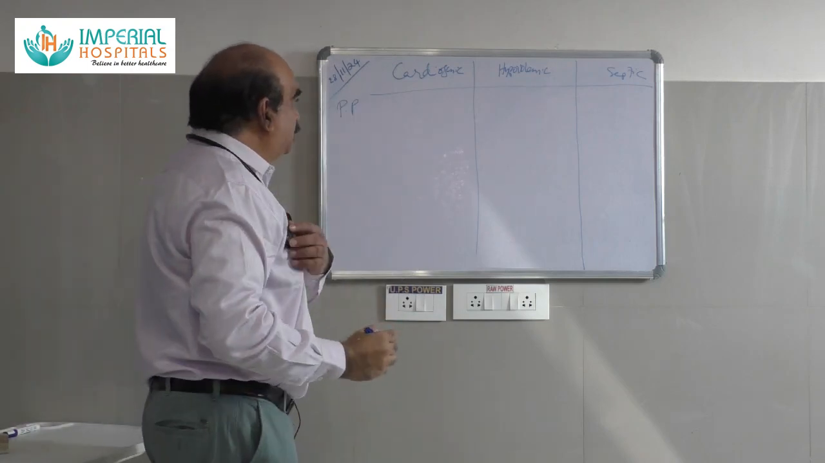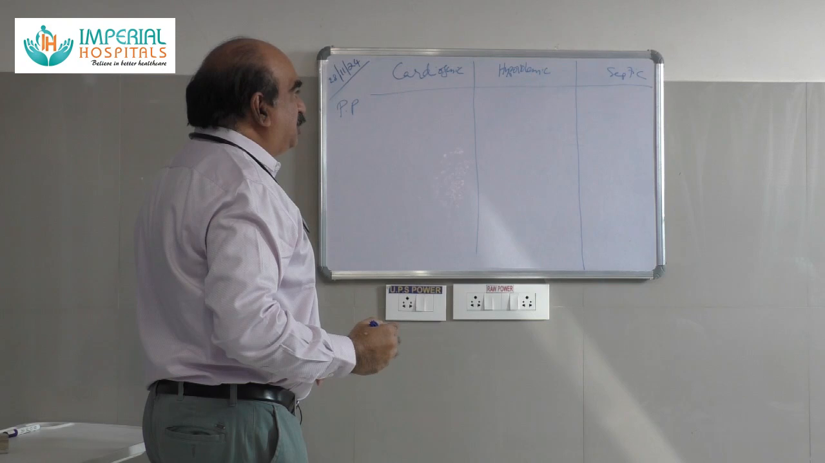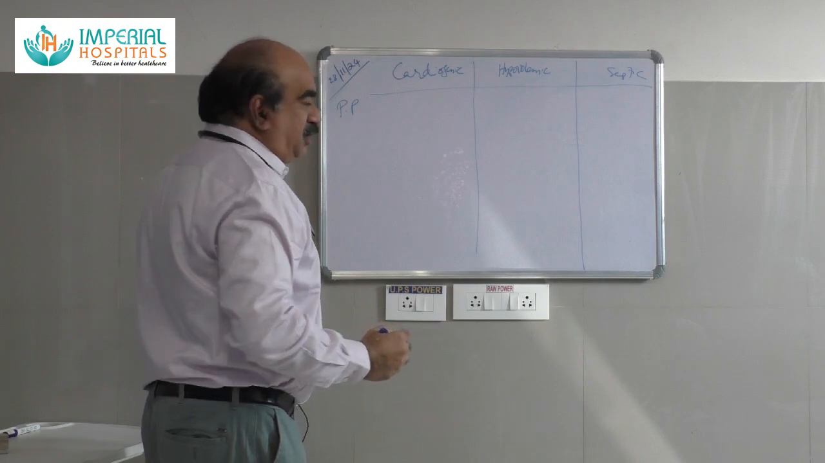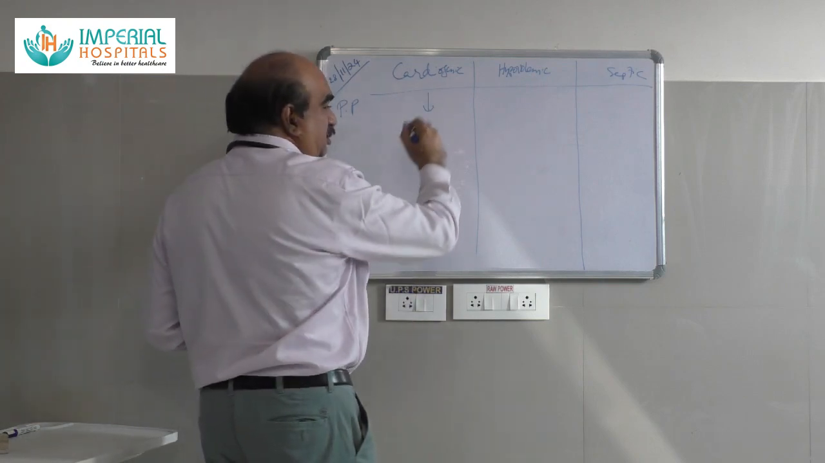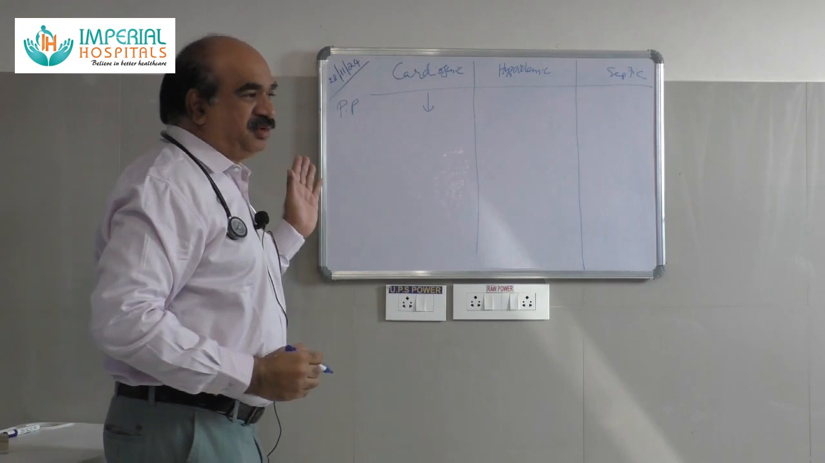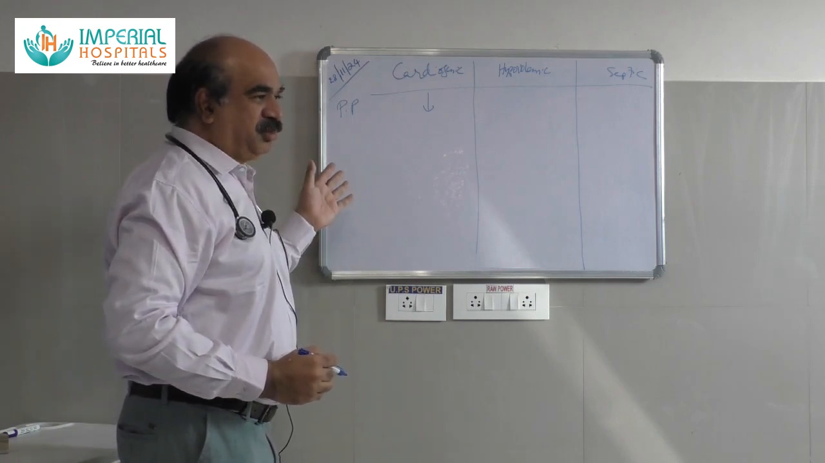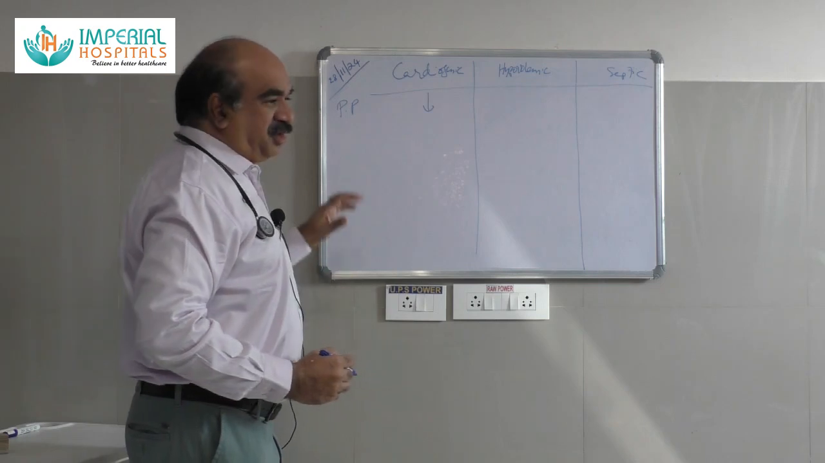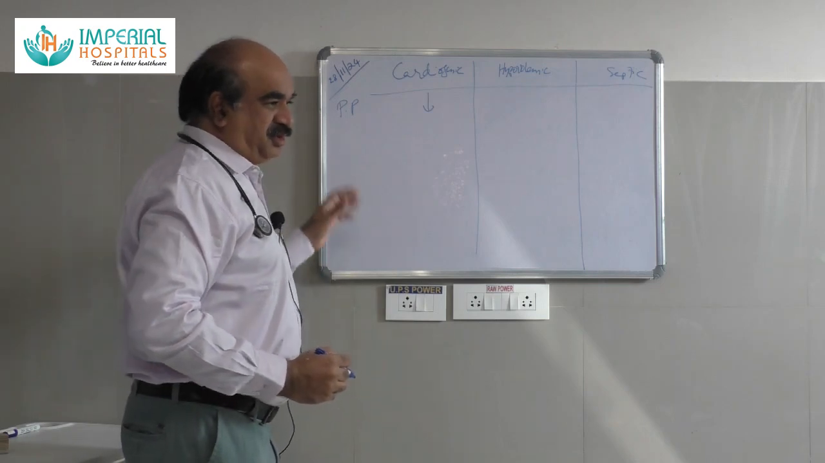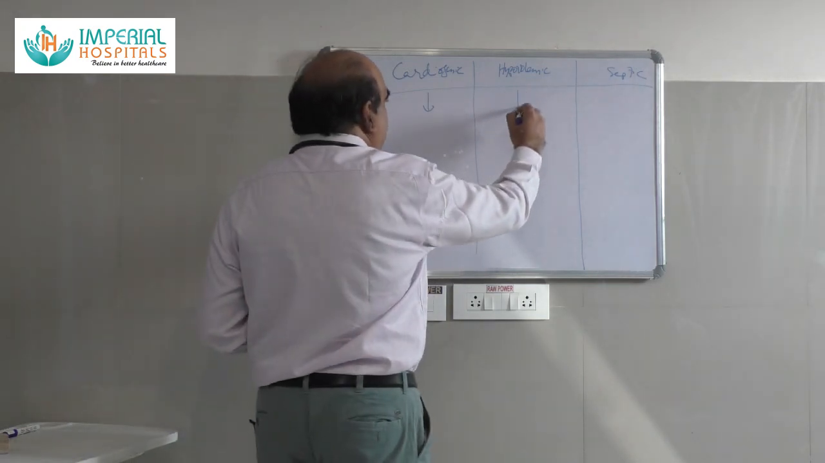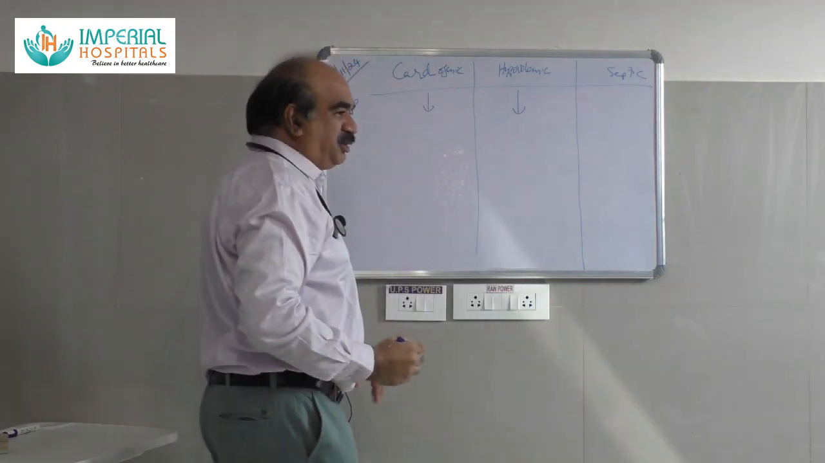Coming to pulse pressure, what happens to pulse pressure in cardiogenic shock, in hypovolemic shock, and in septic shock? Pulse pressure is the difference between systolic and diastolic pressure. 120 minus 80, 40 is a normal pulse pressure. In cardiogenic shock, pulse pressure decreases. Even in hypovolemic shock, pulse pressure decreases.